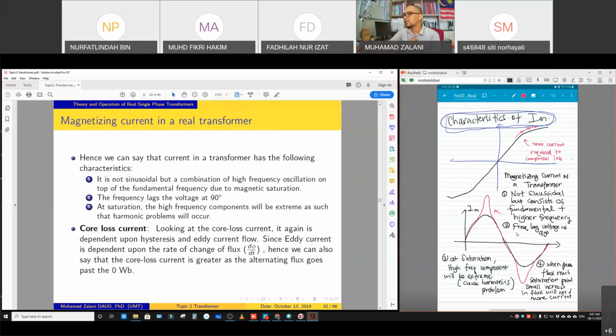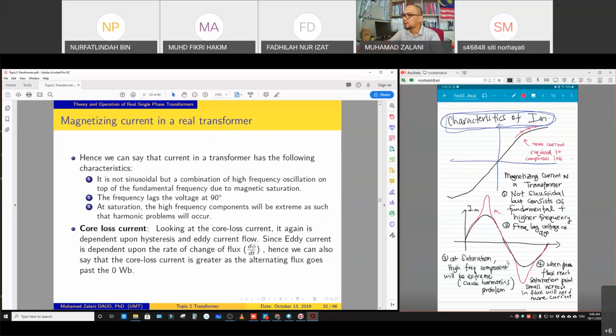And then frequency lag voltage at 90 degree. So as you can see, we get the sine function for the current, but for the voltage is cosine function, meaning that in terms of frequency of the current that's supplied to the transformer, it actually lags the voltage about 90 degree. So that is why the current is sine function, but the voltage is cosine function, because cosine omega plus 90 degree is equal to sine omega, right?